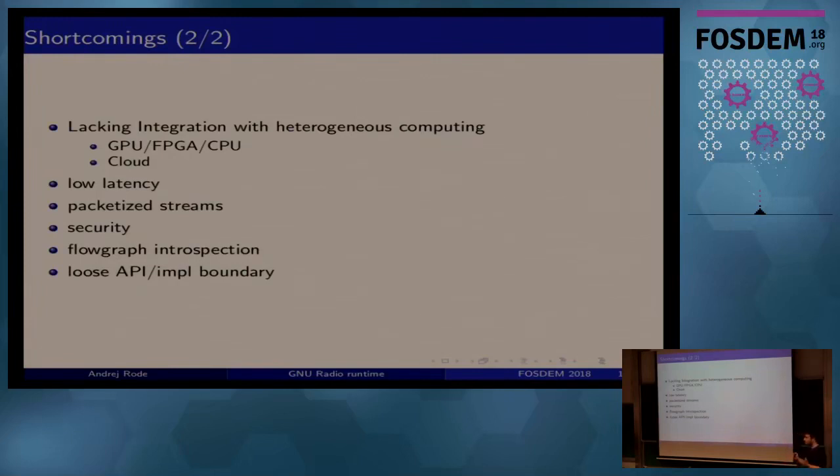This is pretty hard to do in GNU Radio right now. You can, for example, use 0MQ, have one end implemented and run another flow graph on the other side, and then you have to manually make sure everything runs at the same time and is passing the data correctly. Another issue is low latency applications.